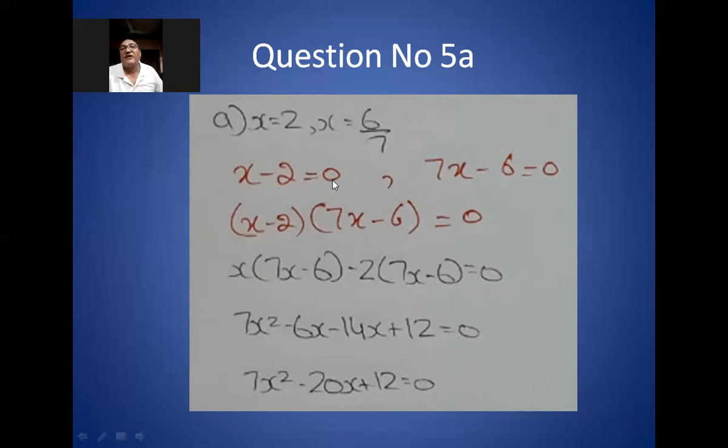So x minus 2 will be equal to 0. Here x is equal to 6 by 7. Bring this 7 to this side and bring this 6 to this side. So it will be 7x minus 6 equals to 0. Then multiply these two equations with each other.